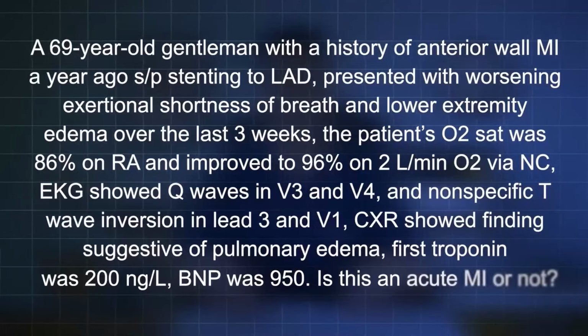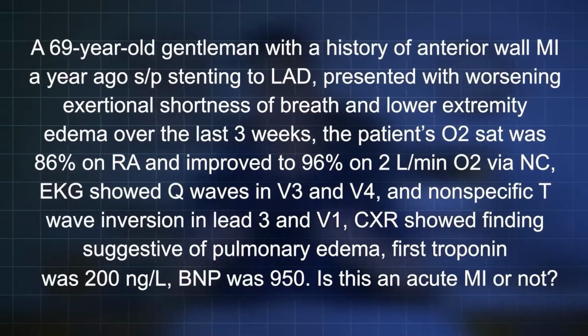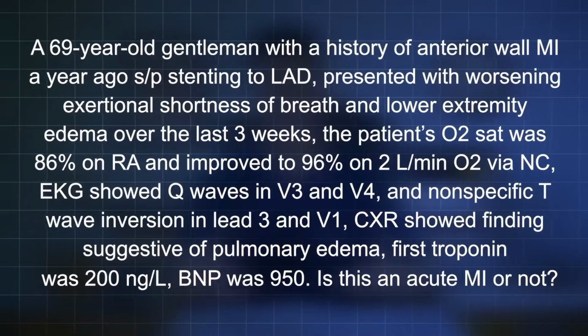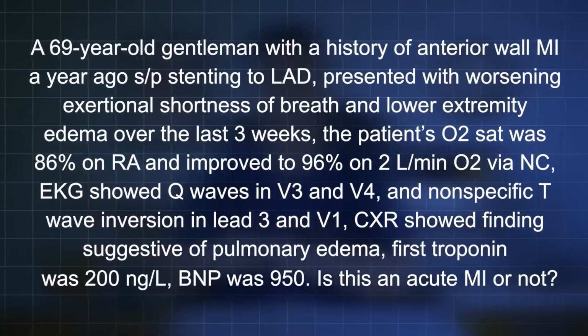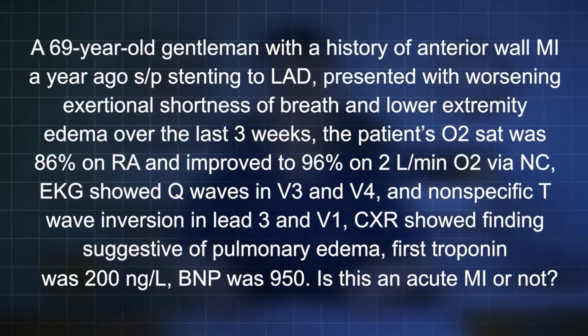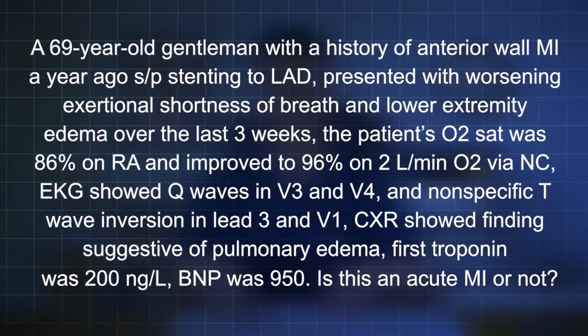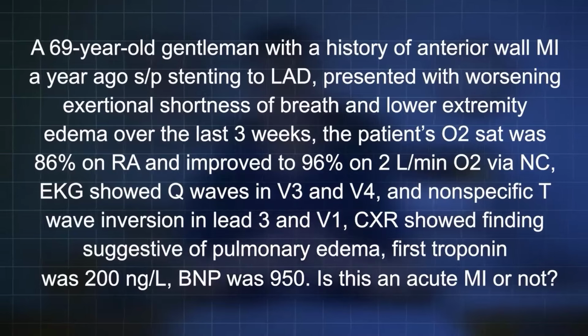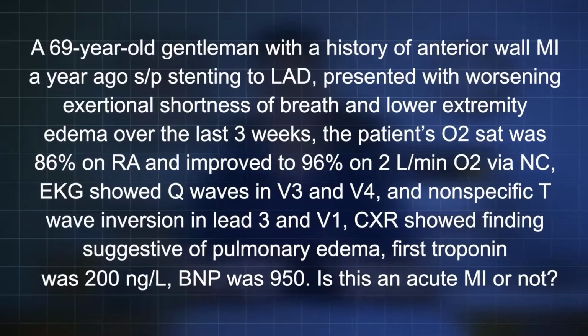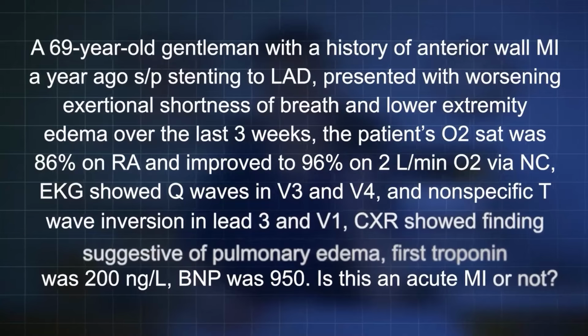A 69-year-old gentleman with a history of anterior wall MI a year ago, status post stenting to LAD, presented with worsening exertional shortness of breath and lower extremity edema over the last 3 weeks. The patient's O2 sat on room air was 86% and improved to 96% on 2 liters per minute O2 via nasal cannula. EKG showed Q waves in V3 and V4 and non-specific T wave inversions in lead 3 and V1. Chest X-ray showed findings suggestive of pulmonary edema. First troponin was 200 nanogram per liter. BNP was 950. Is this an acute MI or not?